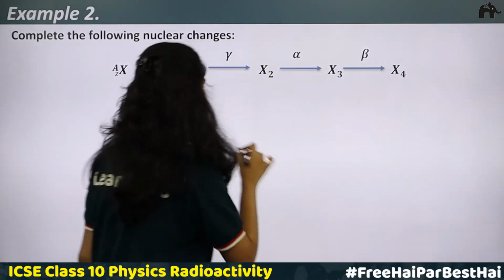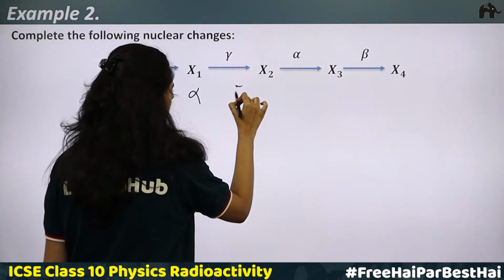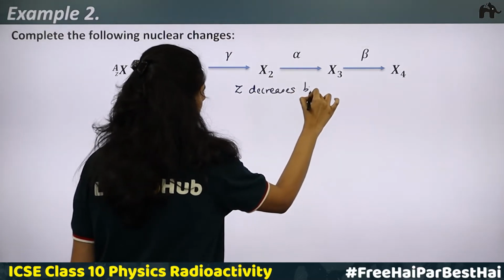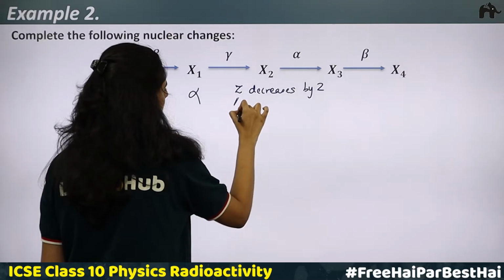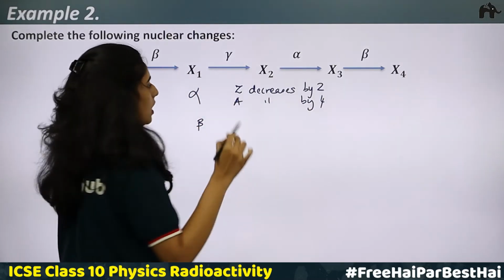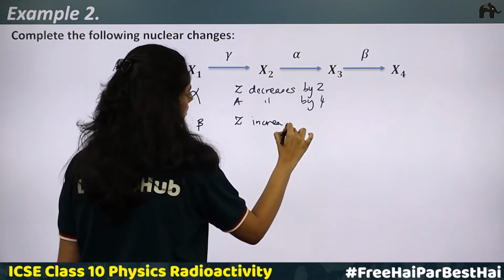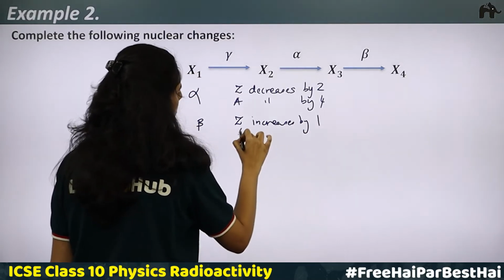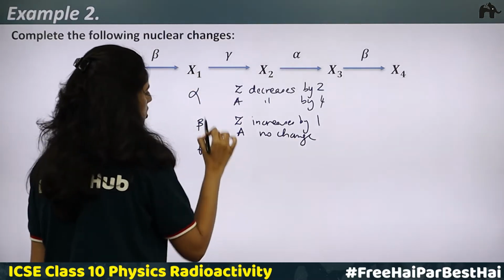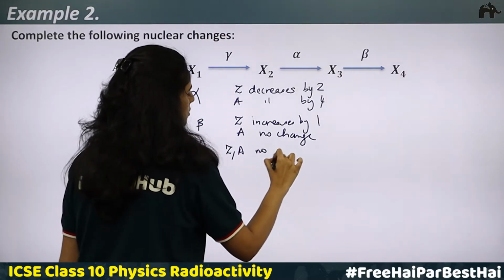Okay. So, what is alpha emission? During alpha emission, what happens? The atomic number decreases by 2 and the mass number decreases by 4. During beta emission, what happens? The atomic number increases by 1, mass number no change. What about gamma emission? During the gamma emission, Z and A no change.